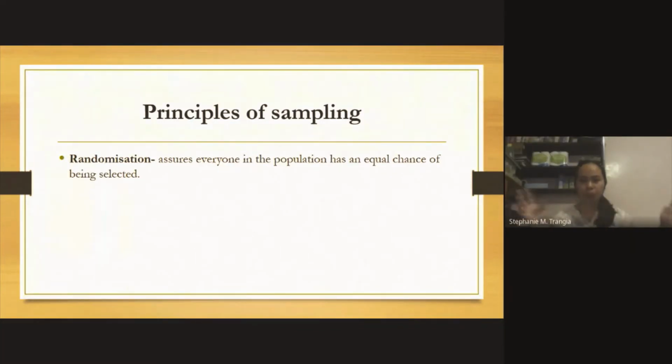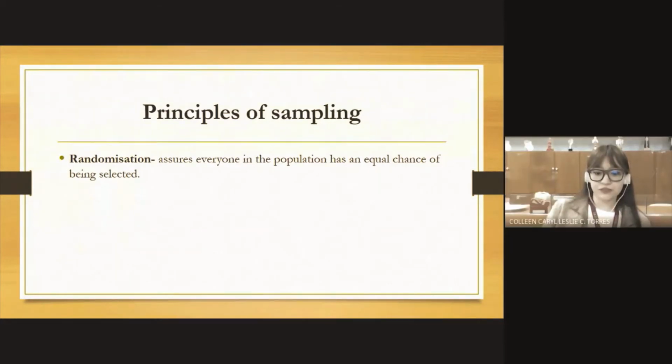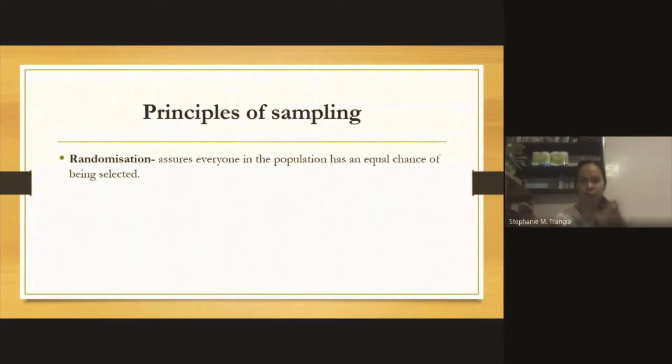They must have equal weights. So you got my point. If you involve randomization, everyone must have an equal weight. Everyone must have an equal chance. If we use the fishbowl method, it should be done that way.